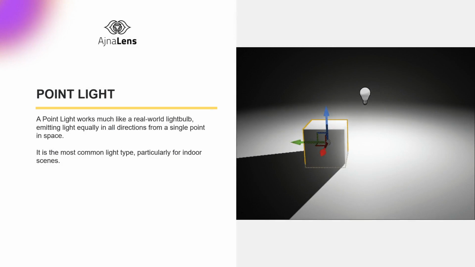Then we have the point light. The point light is an omnidirectional light. It means it will be emitting the light equally in all the directions from a single point in space. If you take a real world example, we can consider a light bulb.